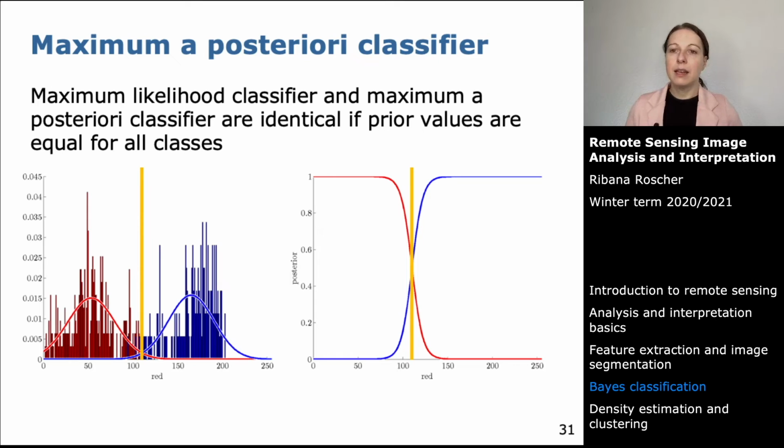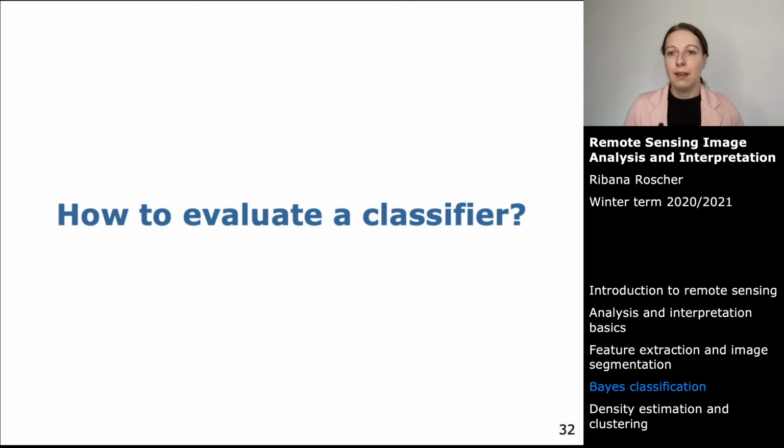And here's again the comparison where the decision boundary is. On the left side, this is the likelihood function. On the right side, this is actually the posterior distribution. And yeah, if you have the same prior, you would end up with the same decision boundary. So that was how you can perform classification with Bayes' theorem.